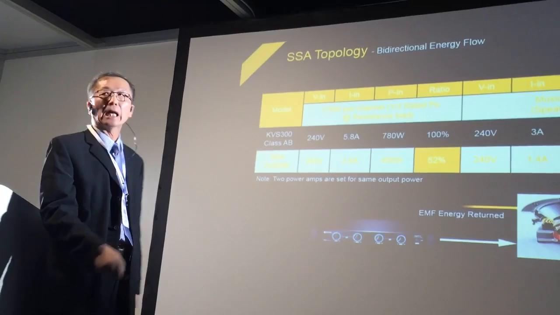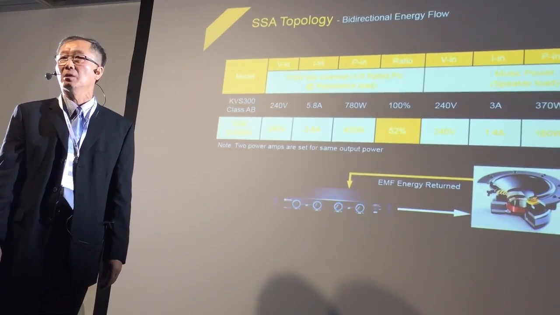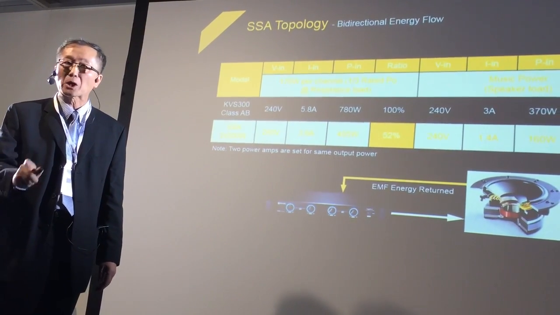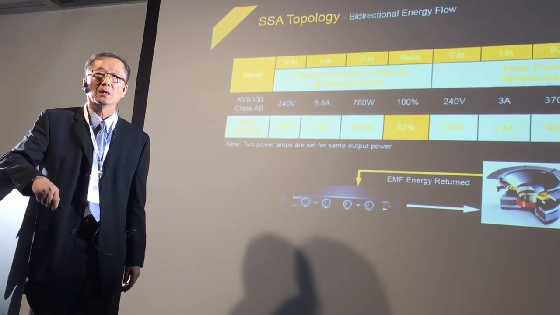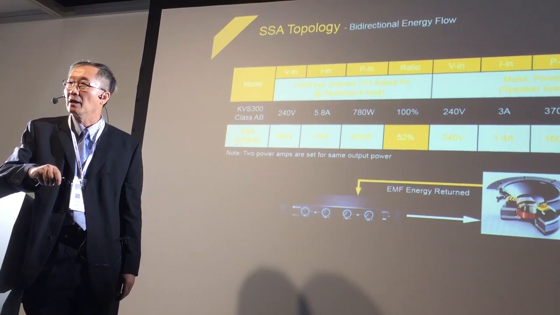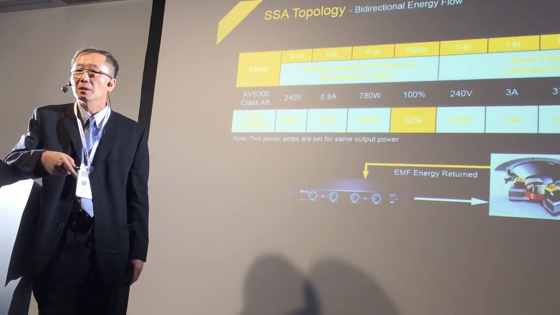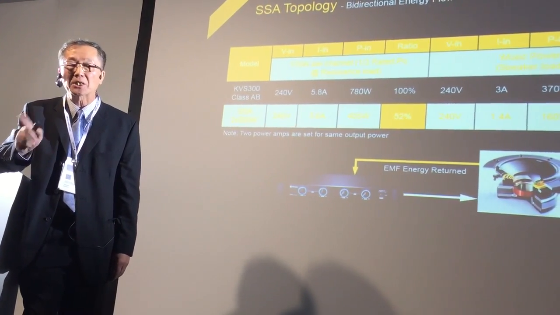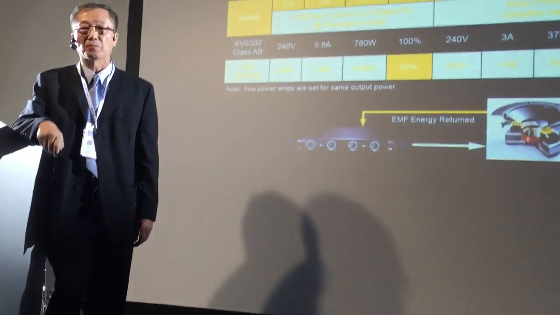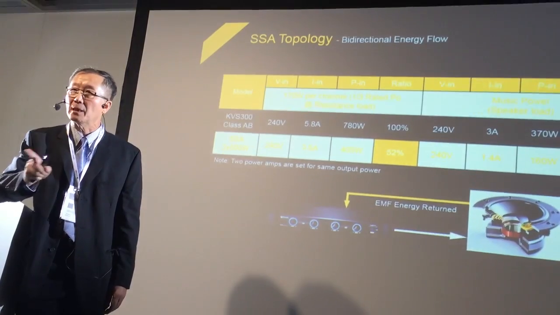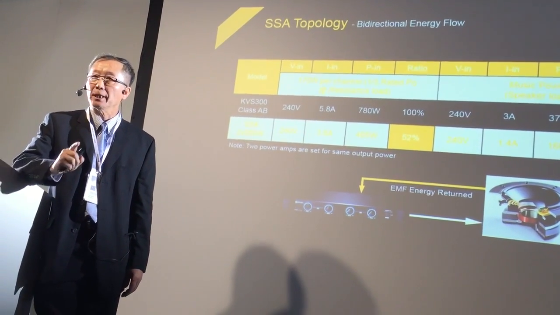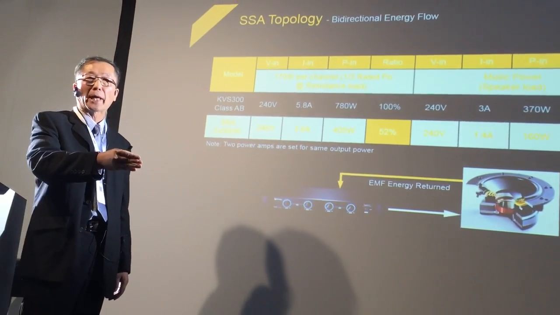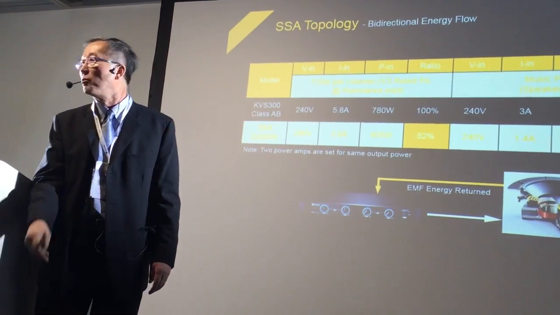Here's an important aspect. I want to repeat this again: the bidirectional energy flow. Why is it important? Why are people not addressing this? For example, the Class AB and Class A amplifiers commonly used for audiophile applications all have single directional energy flow. Very important. For example, we give the speaker a pulse. When the voltage drives the speaker, the electrical energy is transferred to mechanical movement.